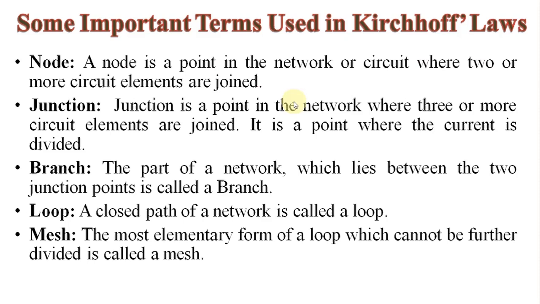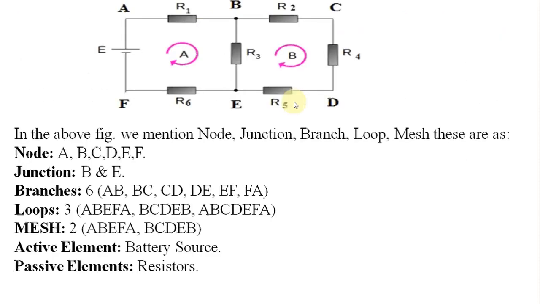Next, what is junction? A junction is a point in the network where three or more circuit elements are joined, or it is a point where the current is divided. In this circuit, this is a point where three circuit elements, the resistances R1, R2 and R3, are joined on this node. So this is a junction. I will name it: B and E are the junctions of the whole circuit.